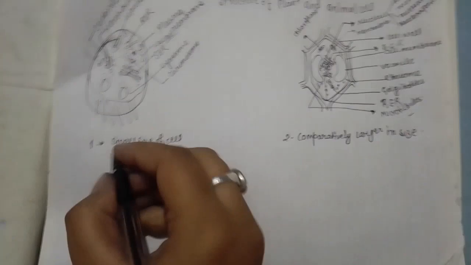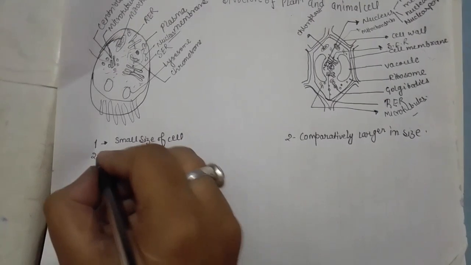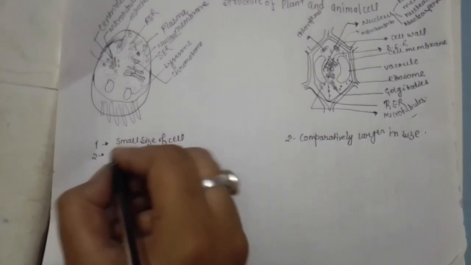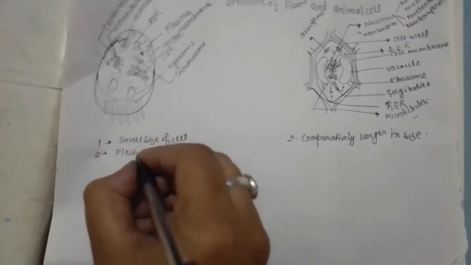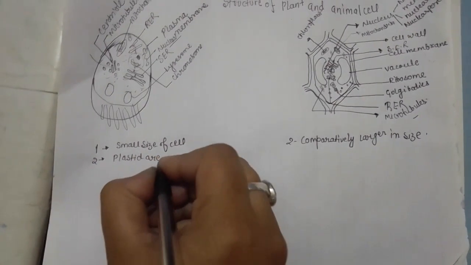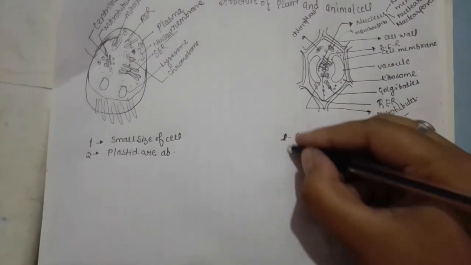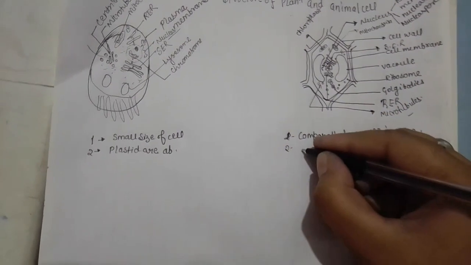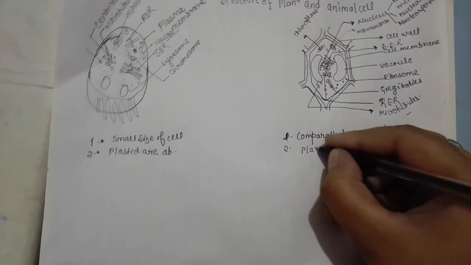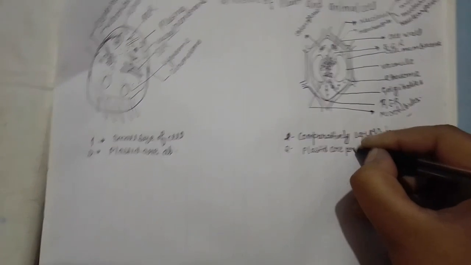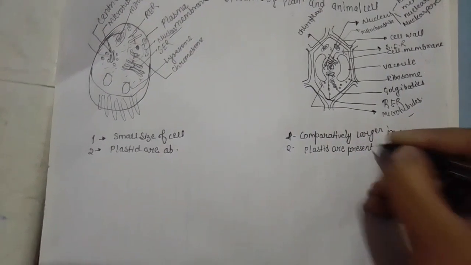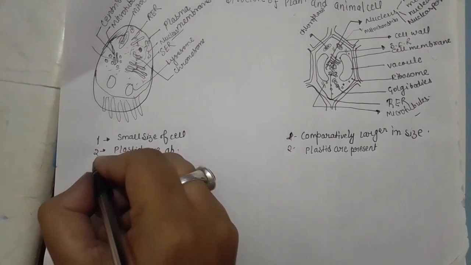The next point, the second one: plastids are absent here. Yes, plastids are absent. Here, the second point, plastids are present. Plastids are present.